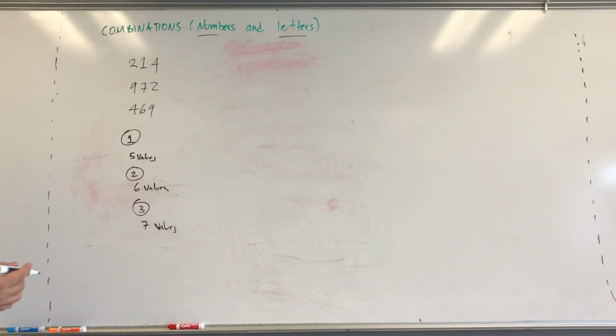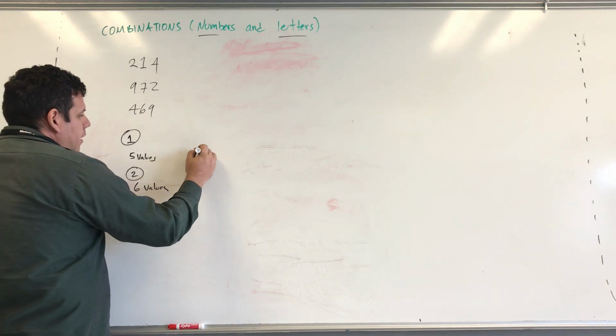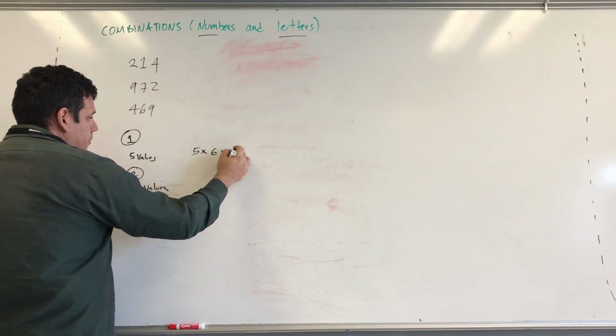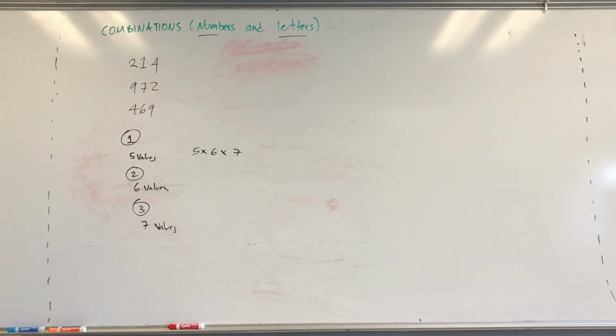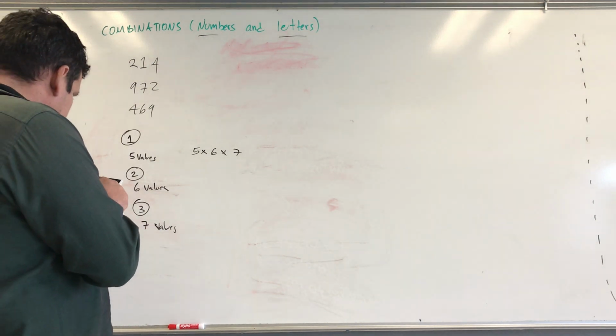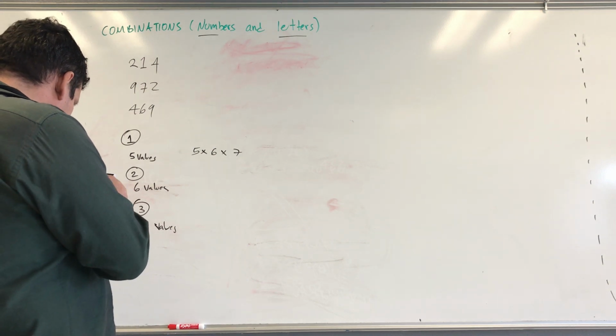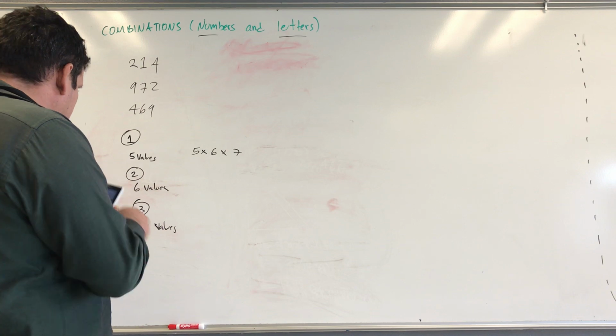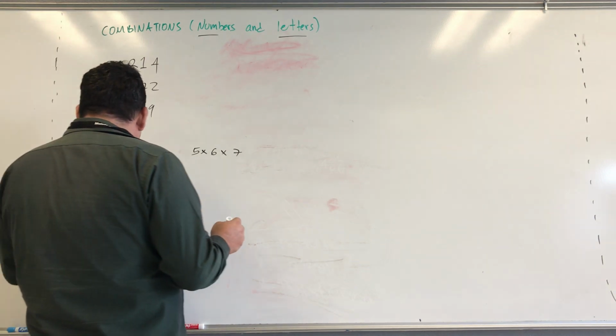What are you going to do with this? Just multiply: 5 values times 6 values times 7 values. So basically we have 30 times 7, which is 210.